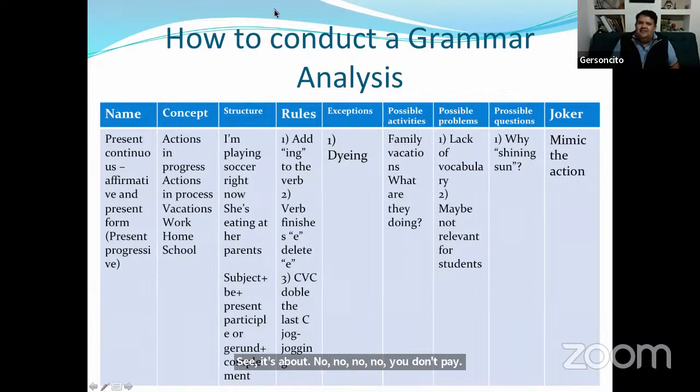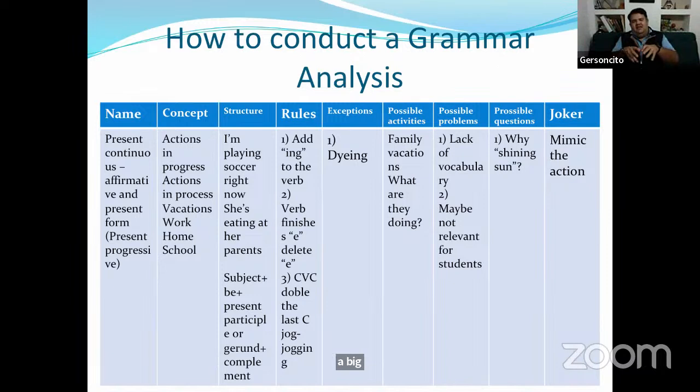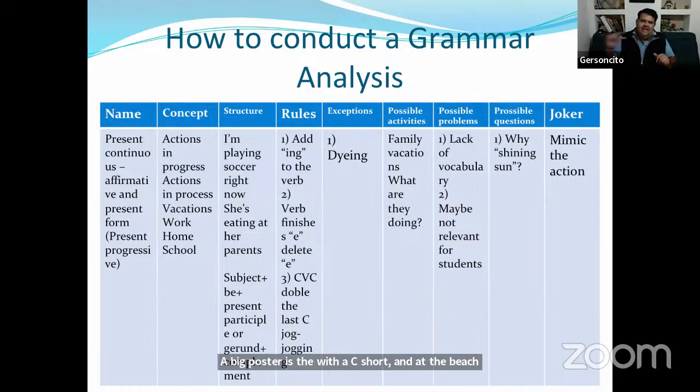Possible activities: family vacations, what are they doing? Es que yo tenía un póster bien bonito que se me perdió. A big poster with a seashore at the beach. Bunch of young people with names, Pablo, Juan, Monse, doing activities. So you will ask, what is Pablo doing? He's playing. What is the father doing? And then possible problems. Muy importante, chavos. Possible problems, number one, lack of vocabulary.